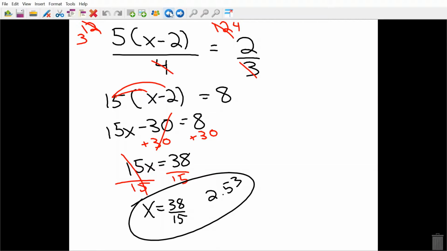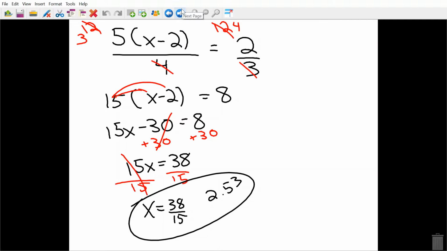The first step is to multiply by 12 to get rid of the fractions. And then we've got 3 times 5, which is 15, and 2 times 4, which is 8. Now we have to distribute this 15 to both things in the bracket. So we get 15x minus 30. Now we can add 30 to both sides, divide by 15, and we are done.